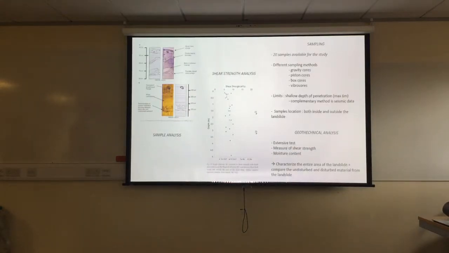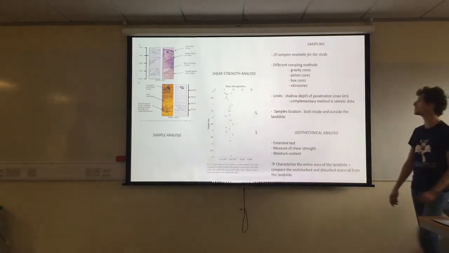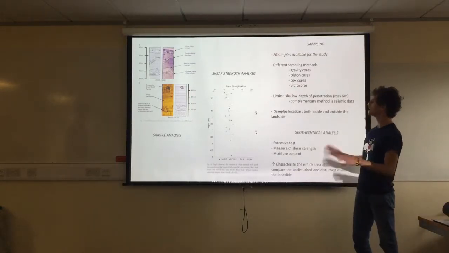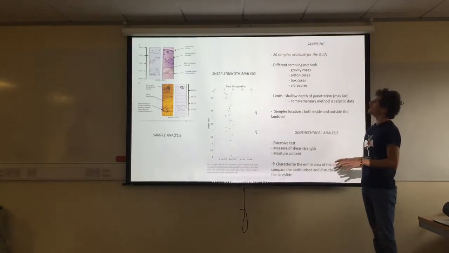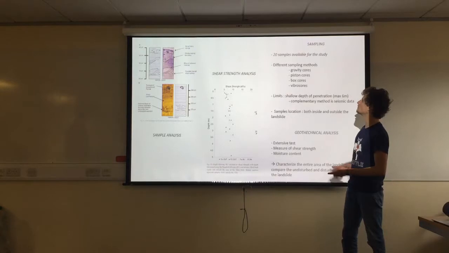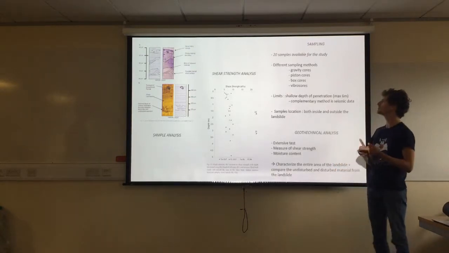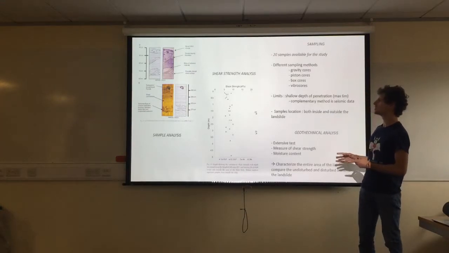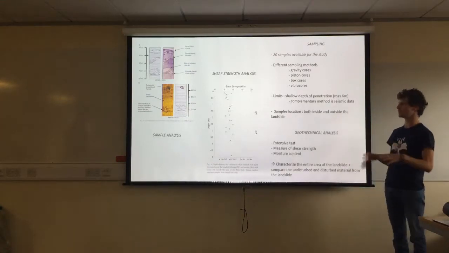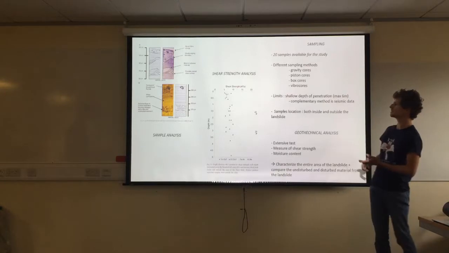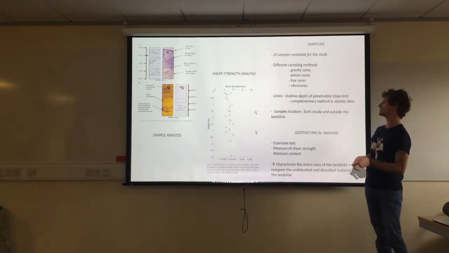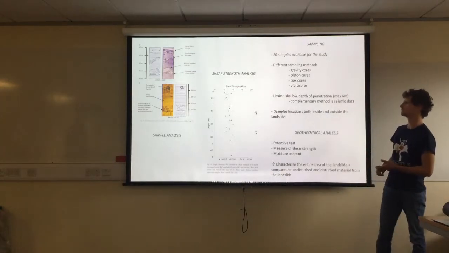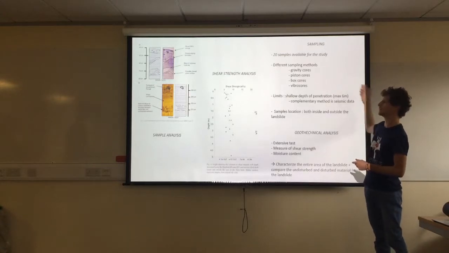Another methodology to characterize these kinds of things is to do some sampling. So for this landslide, the researchers have about 20 samples available, and they used different sampling methods: gravity cores, box cores, and Devo cores. The limit of this methodology is the shallow depth of penetration of this sampling, a maximum of 6 meters, but the seismic data is a complementary method to this one.